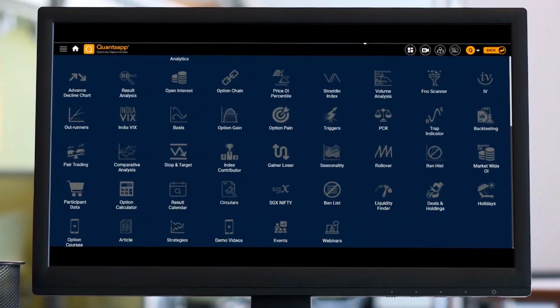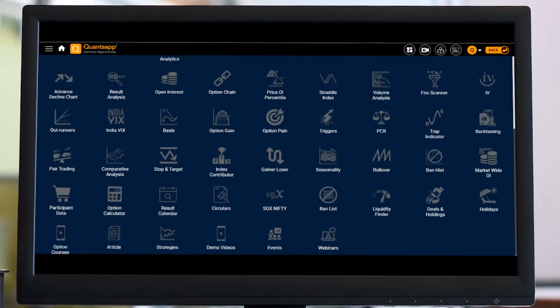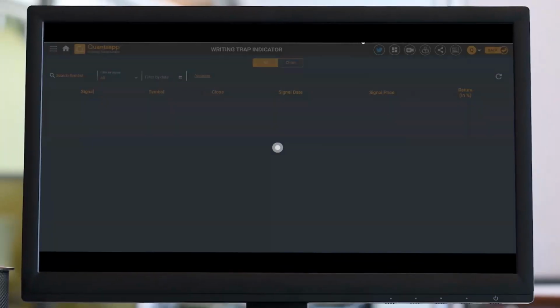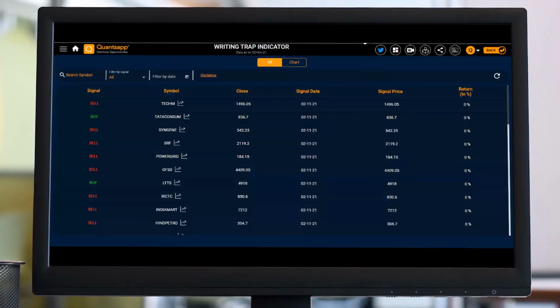In this video, we are going to understand how we can benefit from the option writers' trap which is getting created in various different instruments. To do that, there is a tool in the application which is Trap Indicator. What the Trap Indicator does is identify such FNO instruments where the option writers are getting trapped or are already being trapped.